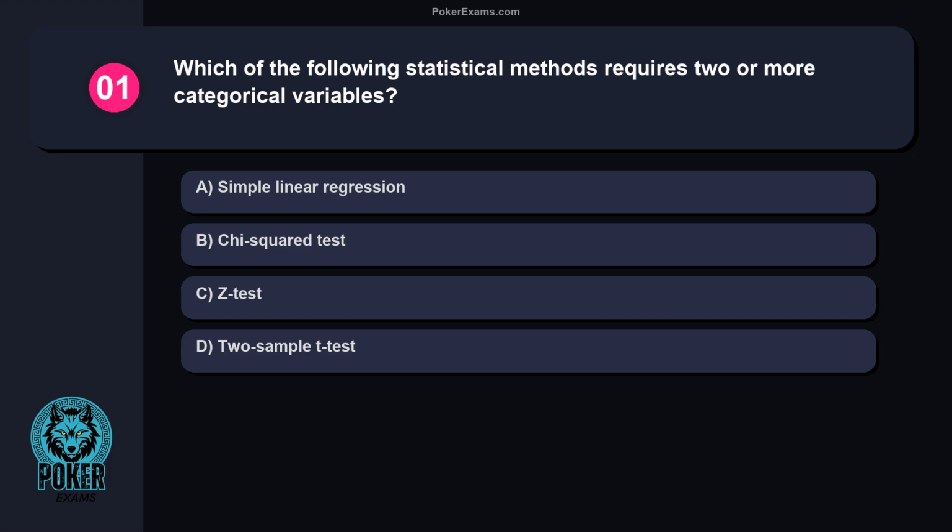Question 1. Which of the following statistical methods requires two or more categorical variables? Simple linear regression, chi-squared test, z-test, two-sample t-test.